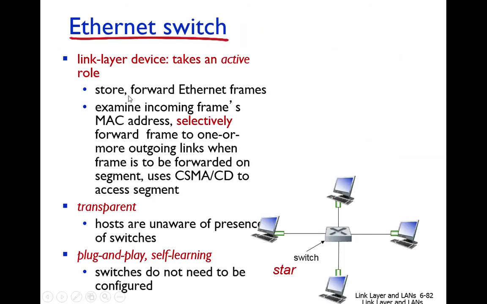Okay, so when the switch receives the first byte of the packet, the bytes are stored till the whole packet has arrived. And then when the whole packet has arrived, it forwards the Ethernet frame further. How? It looks in the forwarding table, and based on the forwarding table entry, the packet is forwarded. It examines the incoming frame's destination MAC address, and selectively forwards the frame to one or more outgoing links, and on the same segment it uses CSMA/CD to access the segment.